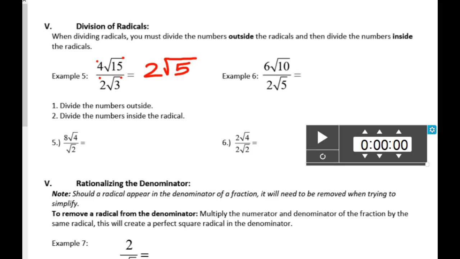So on the next one, 6 over 2 is what? 3. 10 over 5 is 2. Now, you would want to think about, can I reduce that? But 5 is prime over here, 2 is prime over here. So, all right, so I'll give you a minute or two. Try these.